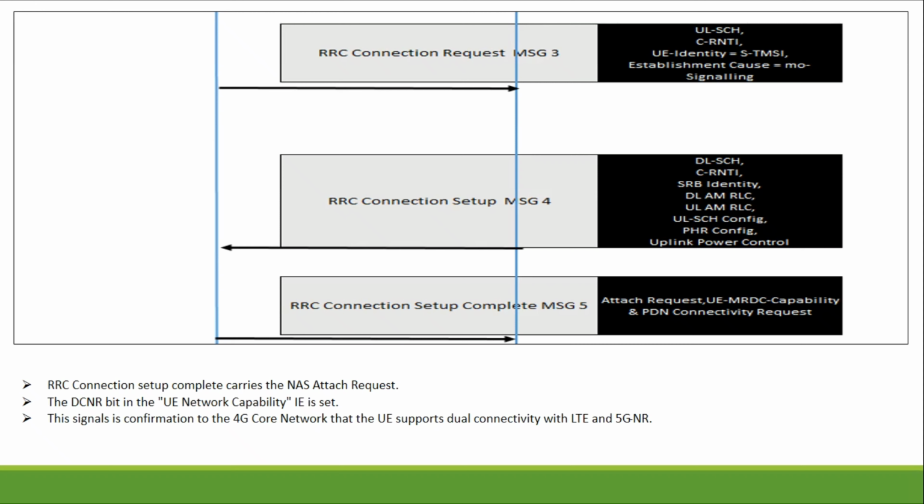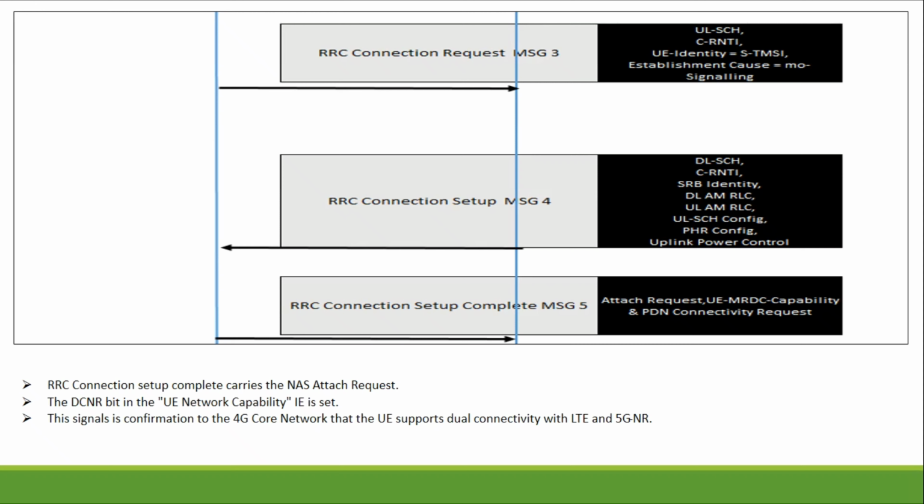RRC connection setup. This RRC connection setup also carries the C-RNTI, which will be in the downlink shared channel, the SRB identity, DL and UL RLC modes, PHR configuration, and uplink power control. This information will be carried in message 4. And as message 5, as we know, this is the RRC connection setup complete message.